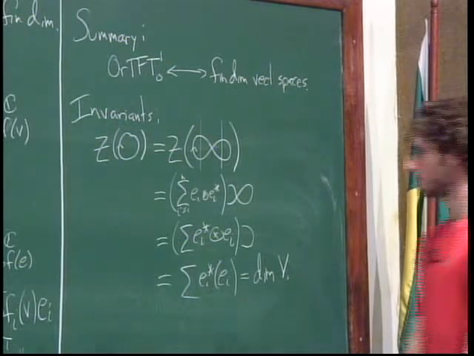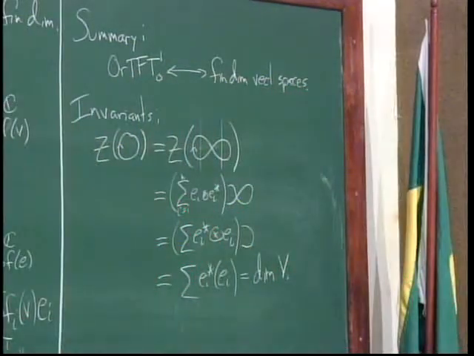So that's pretty much all there is to say about oriented one-dimensional field theories. That's the invariant and the classification. So that's it. How are we doing on time?